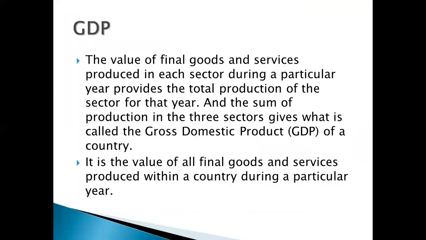So we are talking about the GDP. GDP is the value of the final goods and services. We are not counting the intermediate goods and services, because the value of the intermediate goods has already been calculated when we calculate the value of the final goods and services.